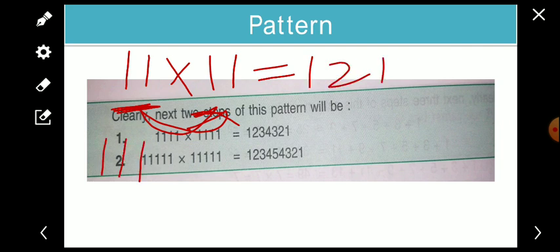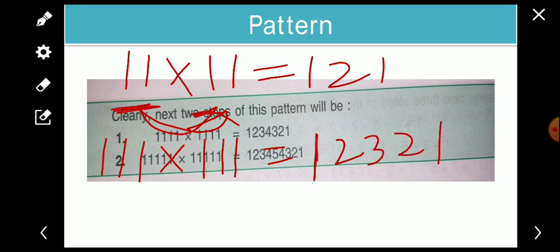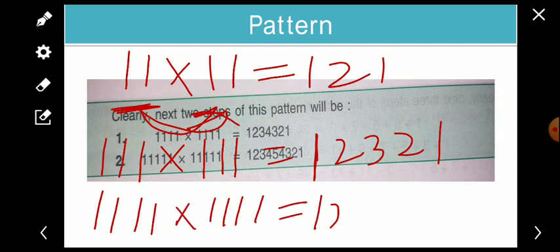Otherwise, you multiply 111 into 111. What will you get? You will get 1 2 3 2 1. Okay, if you multiply 1111 into 1111, then you will get 1 2 3 4 3 2 1.